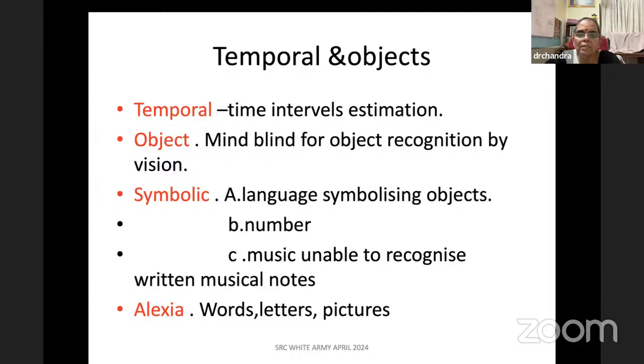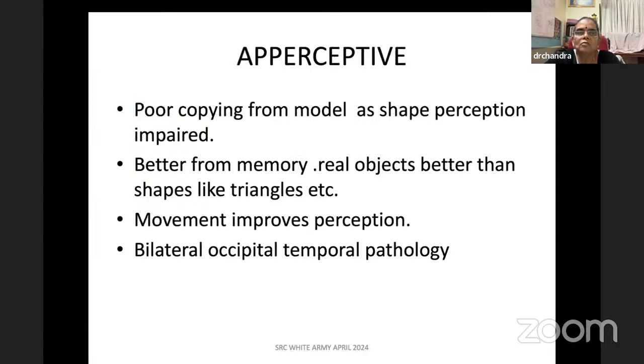Temporal agnosia: the time interval, for example between the previous class and this class, what was the time gap? That judgment fails. That is time agnosia. Object agnosia is being mind blind for objects recognized by vision. You see some object, but you are not able to recognize it. Symbolic agnosia: language symbolizing objects is forgotten. Numbers are forgotten. Music is not recognized, and written musical notes are appreciated, but music is not recognized. Alexia: words, letters, and pictures are not read. Various things I have briefly mentioned in the session through physiology.